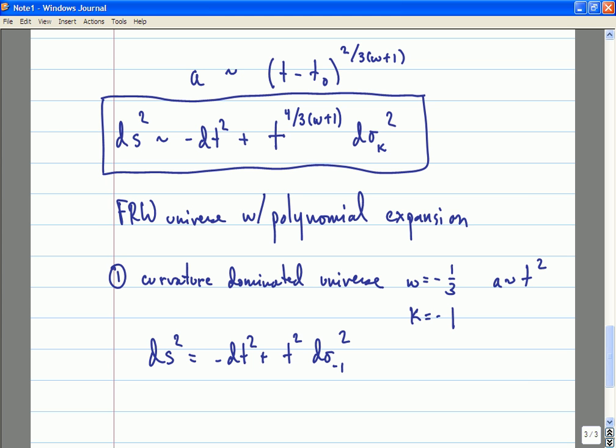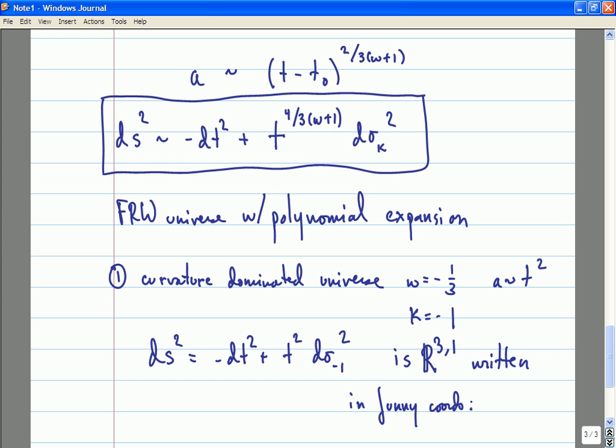In fact, I claim that you know this geometry very well, and you've spent a large portion of your lives studying it. Can anyone guess for me what this geometry is? I've given you all of the information you need to guess what this geometry is. I'll give you a hint. It's the solution of Einstein's equations without any matter present. And it has lots of symmetry. This is Minkowski space. But it's Minkowski space written in funny coordinates.